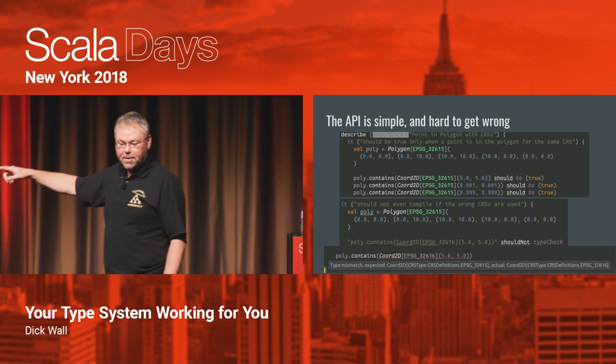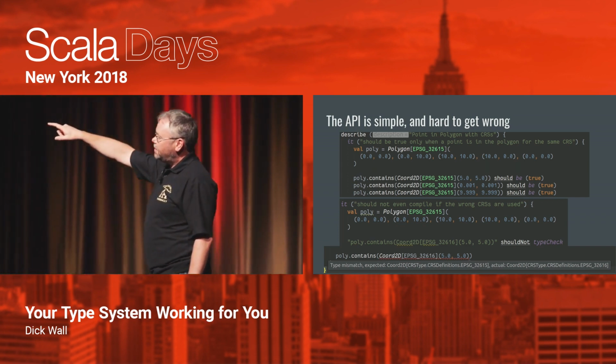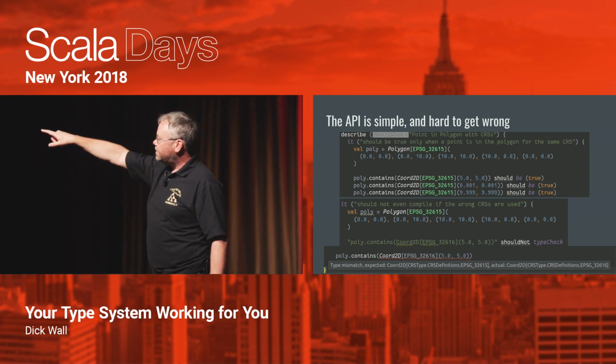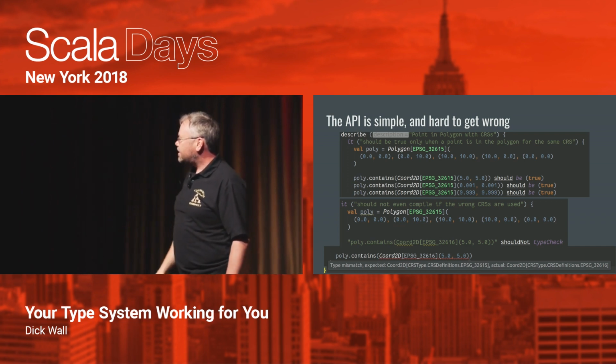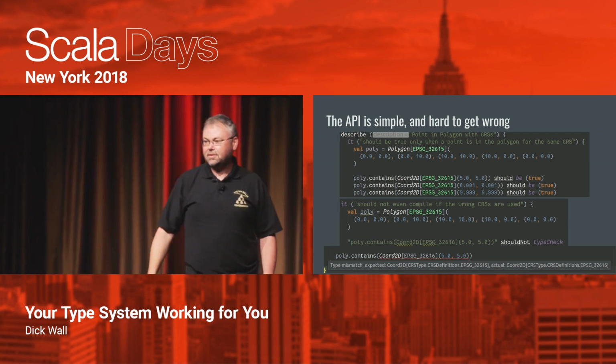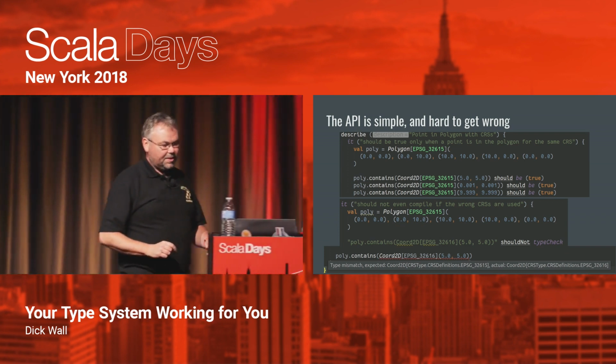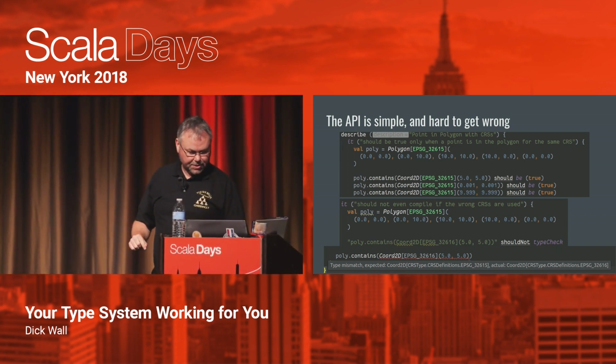You can see down at the bottom there, I wrote out that same thing, and what it tells you is type mismatch, expected coordinate in EPSG 32615. It actually got one in 32616. We now don't have data in the middle of Lake Michigan, which is good.